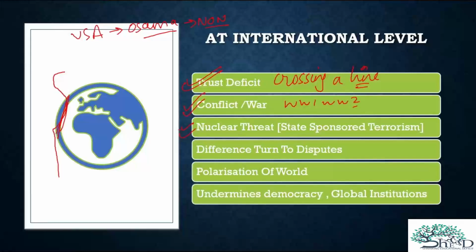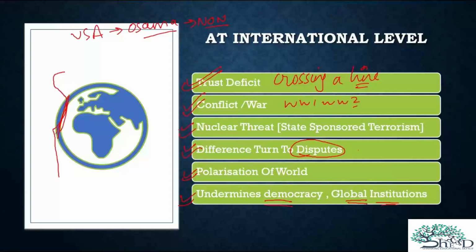If the ethics are not followed, many differences will turn to disputes. Like with China, our border differences are turning into a dispute time and again. But with Bangladesh, we solved it, right? So if ethics are followed, things are solvable. Okay, and if ethics are not followed, there might be polarization of the world based on religion, based on right or left political dispensation. Okay, so basically the worst thing that happens, if any question comes, you can write it in the conclusion that it undermines democracy and it undermines global institutions.